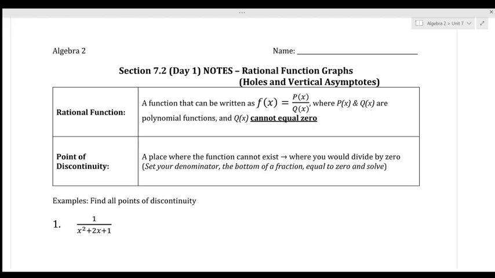We're talking about rational function graphs, and today we're focusing on holes and vertical asymptotes. I always almost want to cuss with that one.